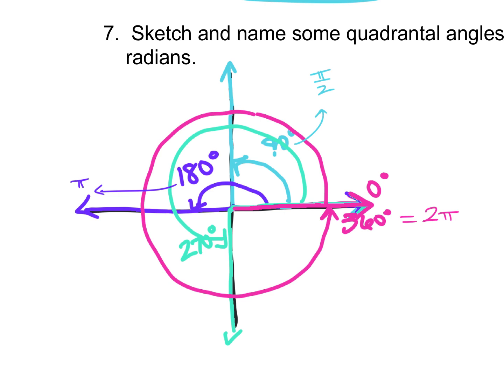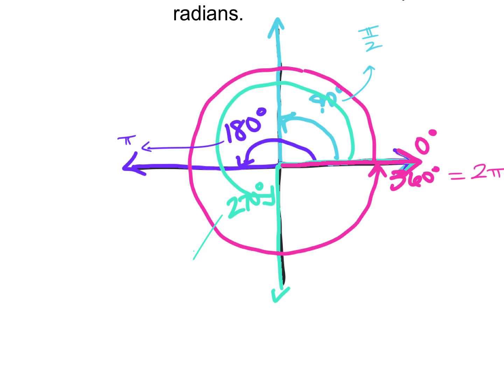Which means in the pattern, it's going 0, half a pi, 1 full pi. What do you think's next down at 270? 1.5, which we would call what? 3 halves. 3 pi over 2.